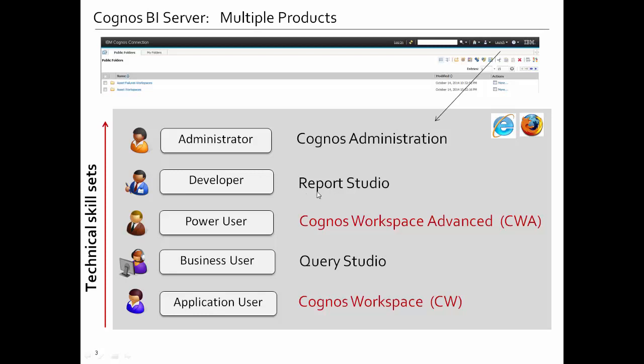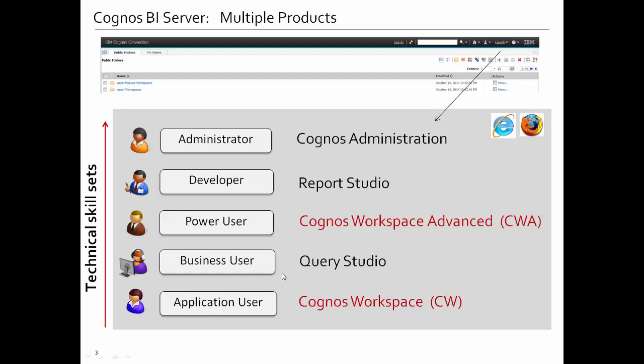That's Report Studio. And the center of the diagram, or what we call our sweet spot, is our power user. This user doesn't have the depth of technical skills as a report developer, but he's very familiar with the Maximo database. He's very familiar with doing some analysis of the data. And so we want him to utilize Cognos Workspace Advanced to develop those one-off reports to meet his individual needs.